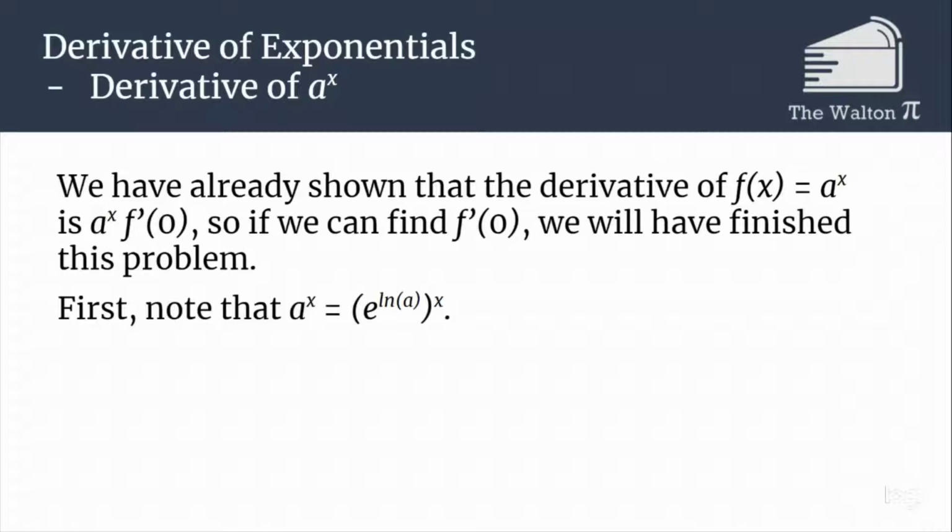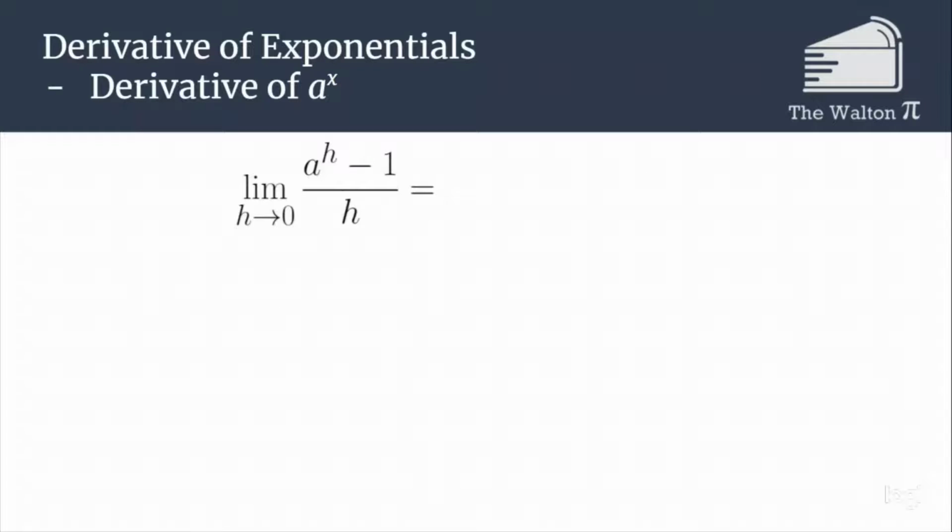So we already know that the derivative of f of x is going to be a to the x times the derivative of f at 0. So we just need to figure out what's the derivative of f at 0. So we can rewrite a to the x as e to the natural log of a raised to the x. So that means that we can go through and rewrite the limit as h goes to 0 of a to the h minus 1 all over h.